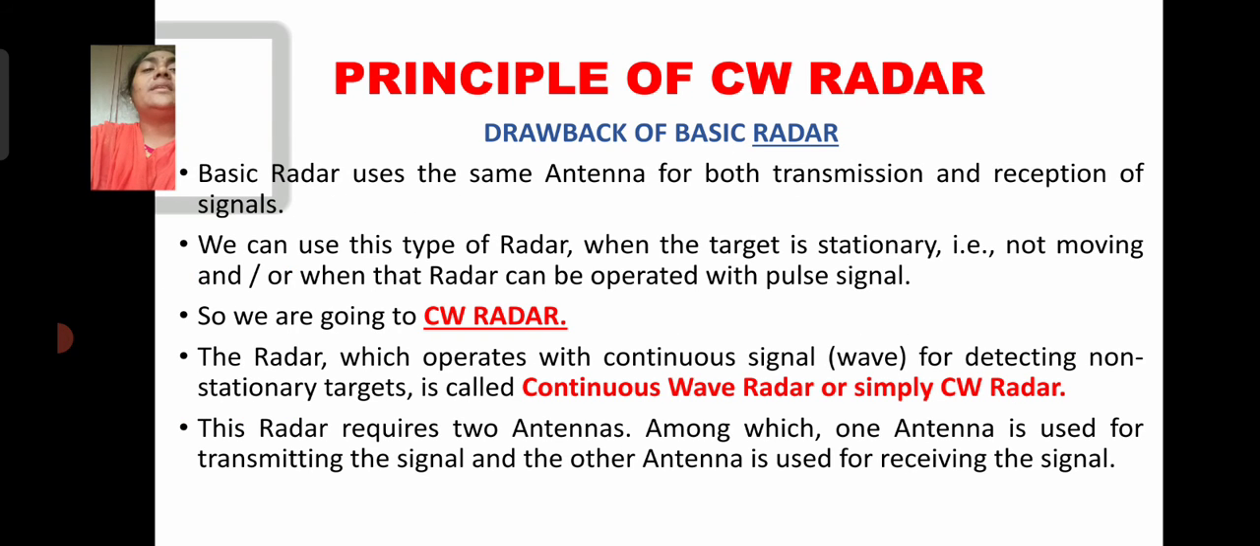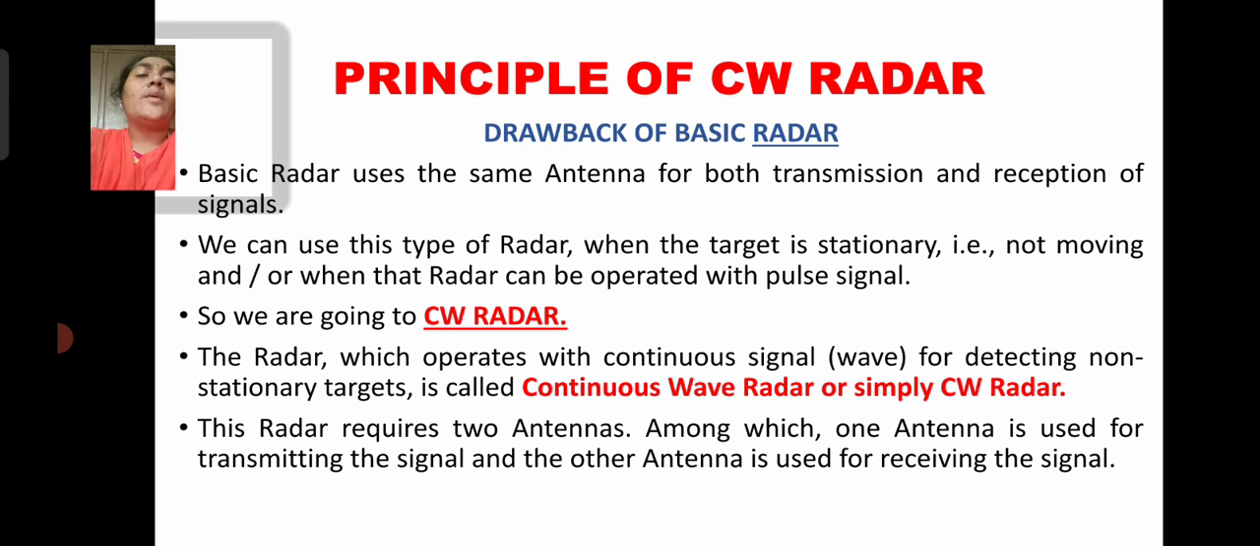So what is the main drawback of the basic radar? Basic radar uses the same antenna for the transmission and reception of the signal. We can use this type of radar when the target is stationary, that is not moving, or when the radar can operate with a pulse signal. So we are going to the CW radar. The radar which operates with a continuous signal for detecting non-stationary targets is called continuous wave, or simple CW radar.